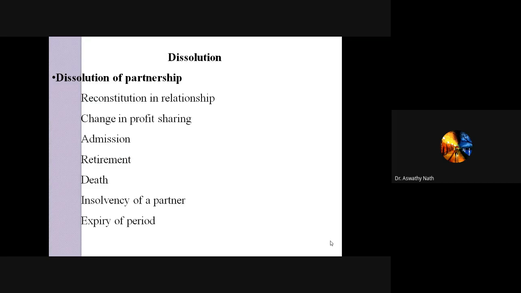So, dissolution. Dissolution of partnership is there and dissolution of firm is there. Okay, so these two things are different. Dissolution of a partnership may be in the form of a reconstitution in the relationship between the partners, or a change in profit sharing, or by the admission, retirement or death of a partner, or by the insolvency of a partner or the expiry of a period. So the partnership has become dissolved.